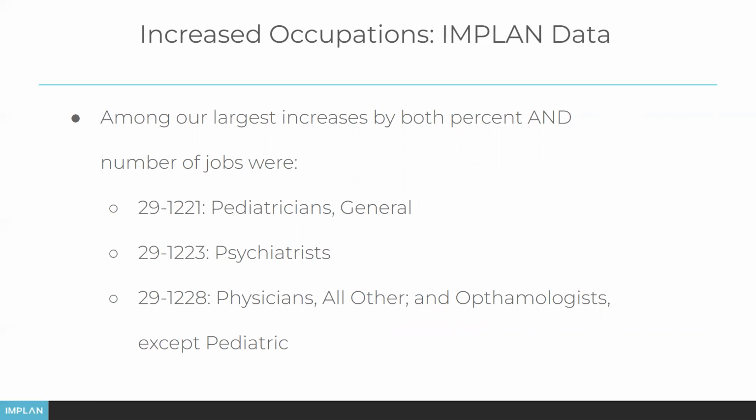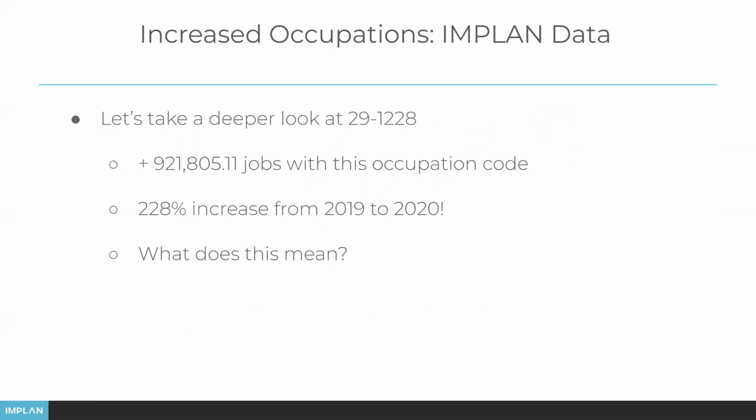291221, 291223, and 291228. These are all medical occupations and fall under the broad code of 291210, which is just physicians. The number one growth occupation was 291228, physicians all other. So let's take a quick look at that code. The occupation estimate for this yielded an increase of 921,805 jobs between the year 2019 and 2020, which accounts for a 228% increase in that occupation year over year.